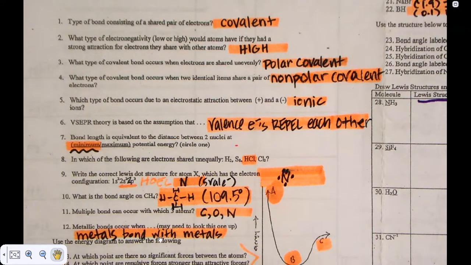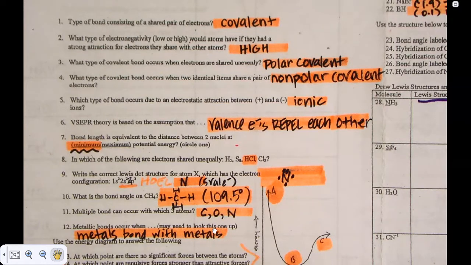Number 12, metals bond with metals is when you have a metallic bond. And in a metallic bond, the electrons that are being utilized are delocalized, or constantly moving around.